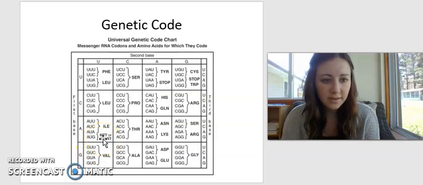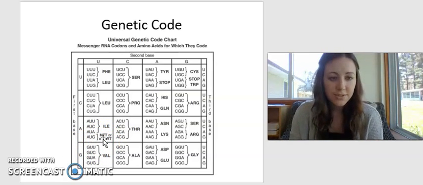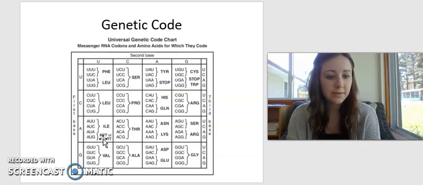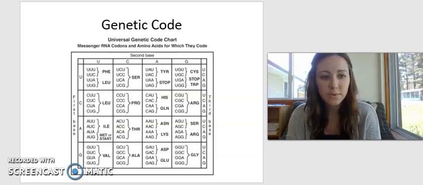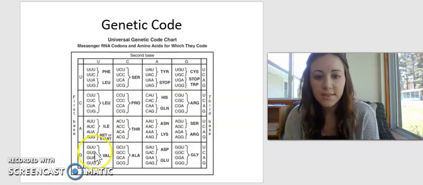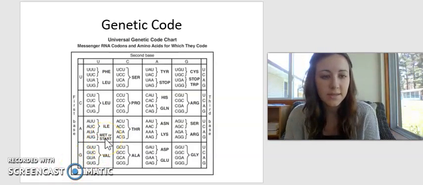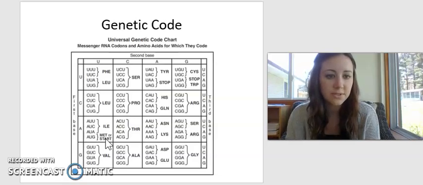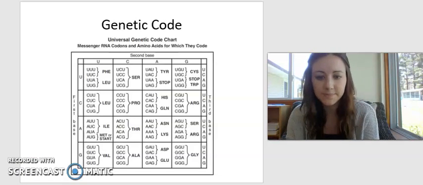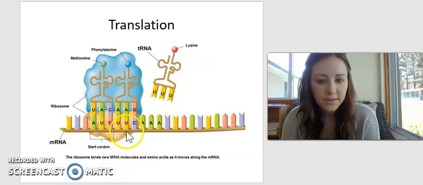That's methionine or a start codon. The start codon is going to tell the ribosome that this is where we're going to start translating this amino acid sequence. That's methionine or the start codon. That's going to be at the beginning of every gene that needs to be transcribed and translated into a protein. Then we can go back and look at the next example.